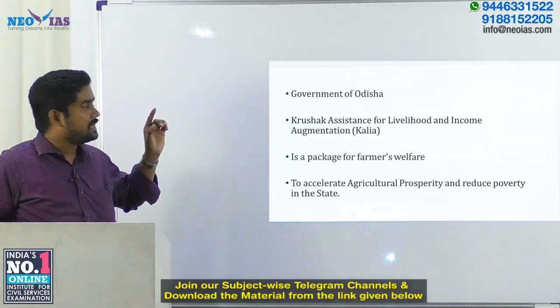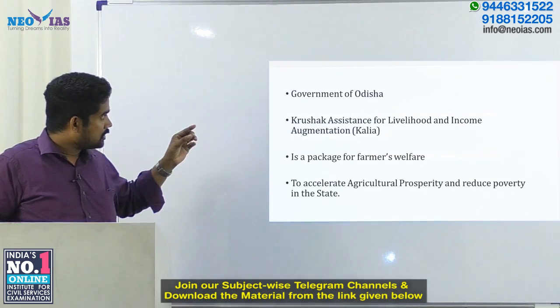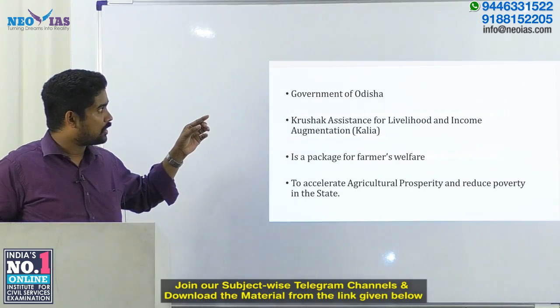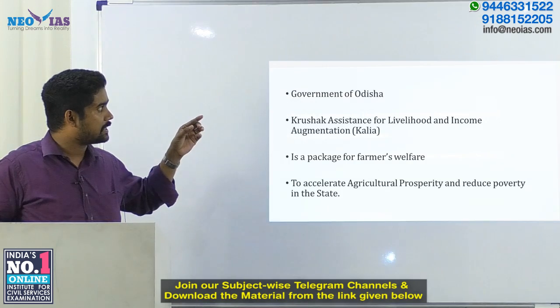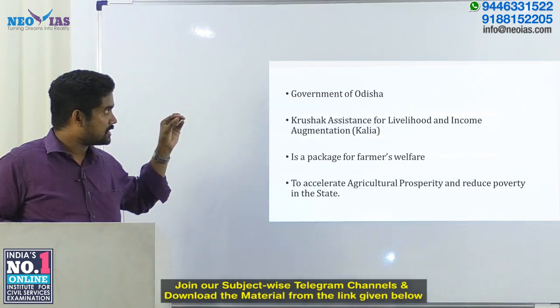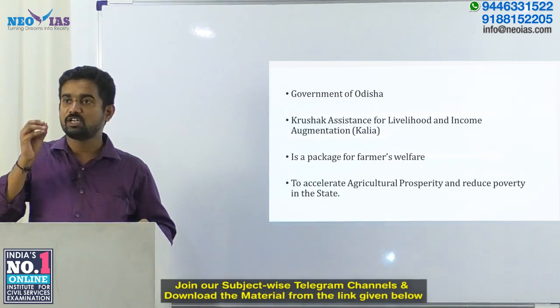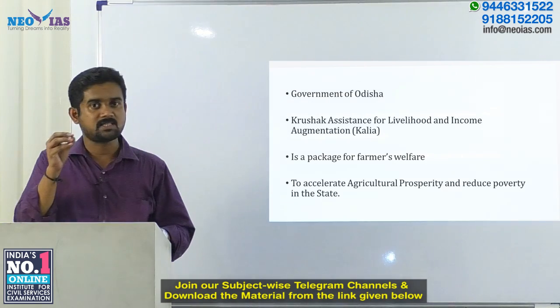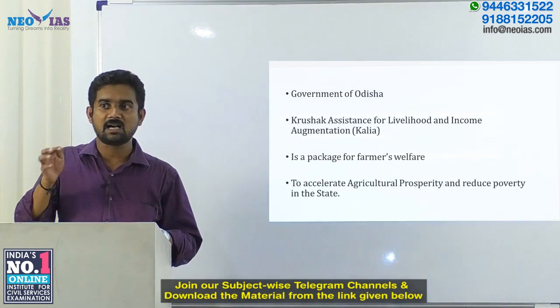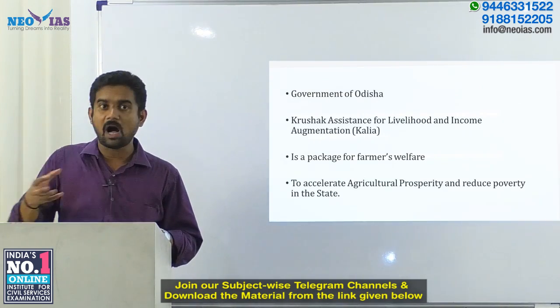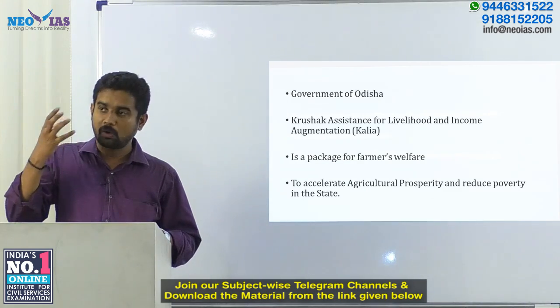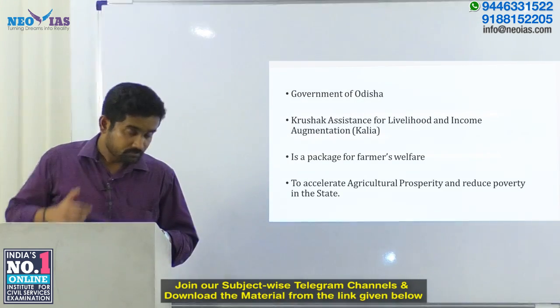Kalia basically stands for Krishak Assistance for Livelihood and Income Augmentation. This is a scheme which is predominantly targeted to help the farmers in the state of Odisha.